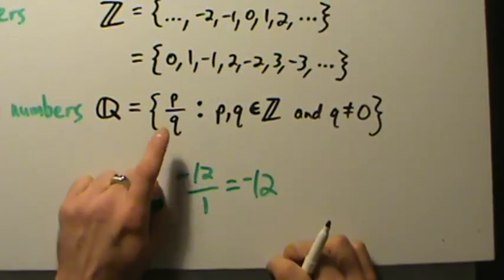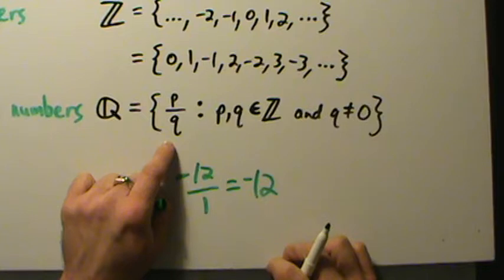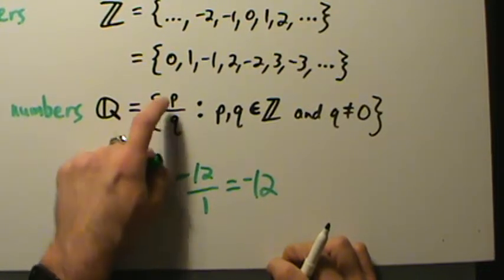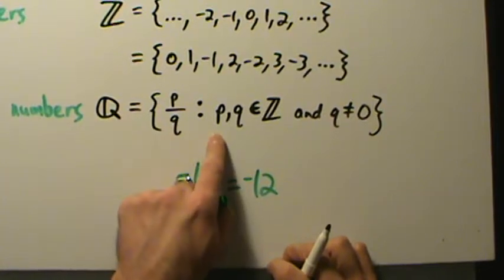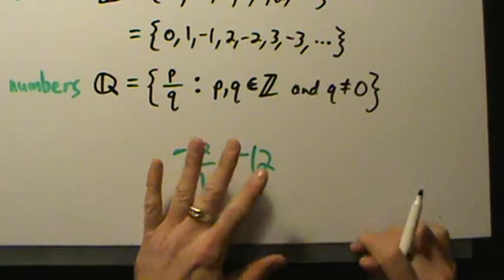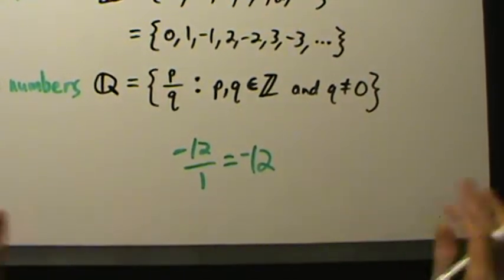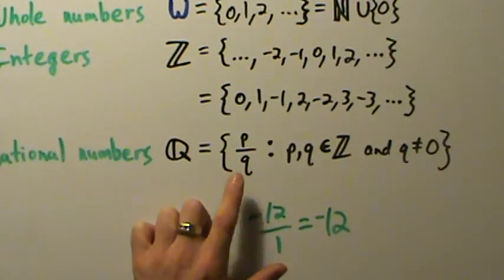So the point is, when you talk about a ratio of two integers, the bottom could be 1. If the bottom is 1, what do you have? You have p divided by 1, which just gives you p. What's p? P is an integer. So the point I'm trying to make is that every integer is a rational number. It's just a special kind of rational number where the denominator is 1.